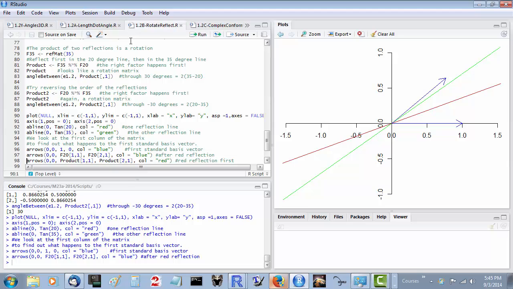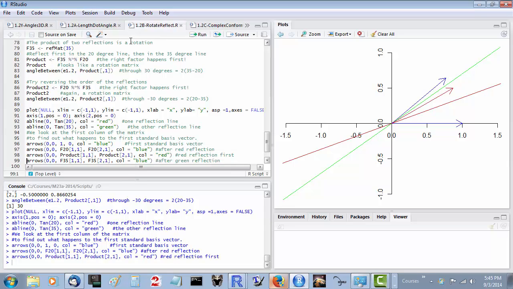We know the effect of two reflections. That's the matrix that we called product. And when we reflect in the green line, we get that final red vector. The blue vector has been rotated through 30 degrees.